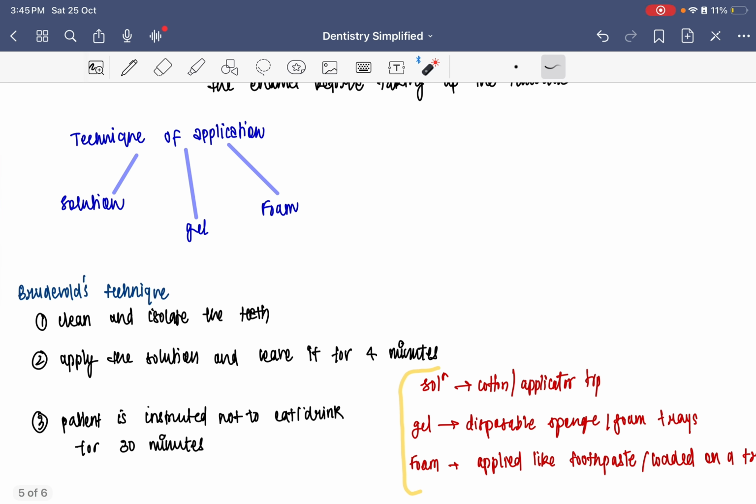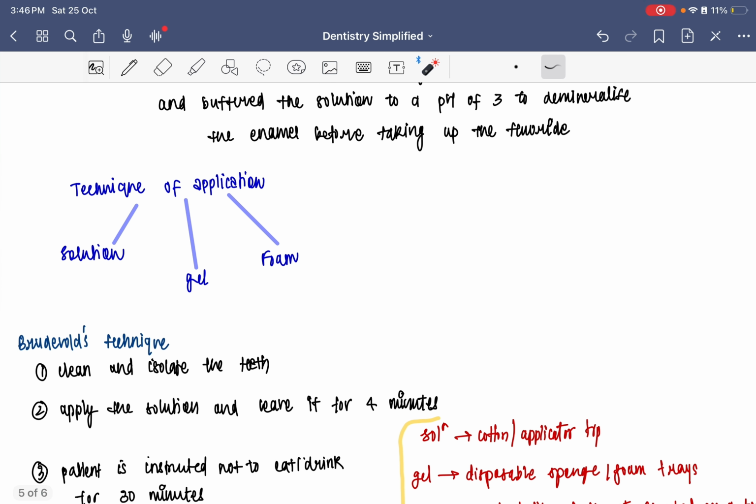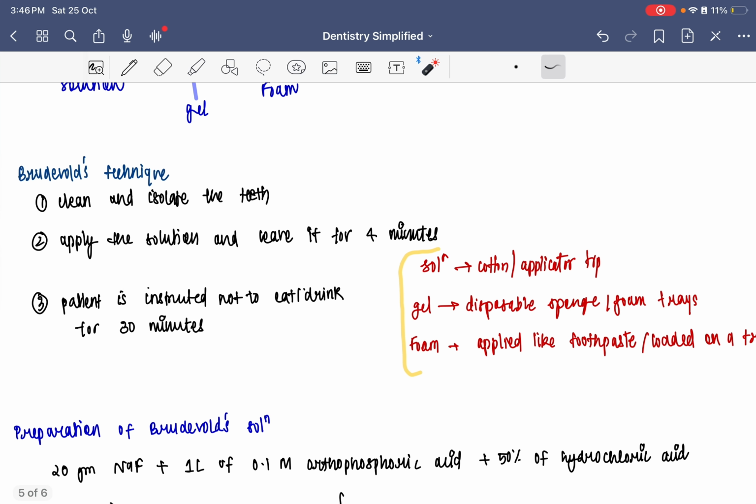Now, this APF is present in mainly 3 forms. One is the solution form, one is the gel form, and one is the foam. What we do is first clean and isolate the teeth, followed by application of the solution, and you leave it for 4 minutes. The patient is instructed not to eat for the next 30 minutes after application.